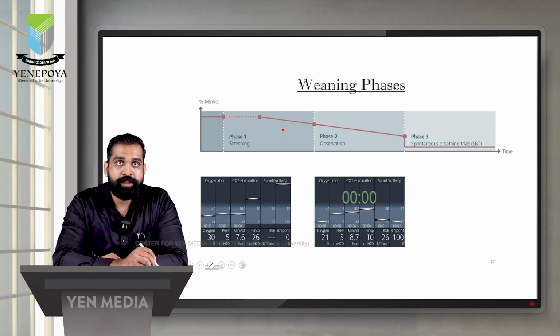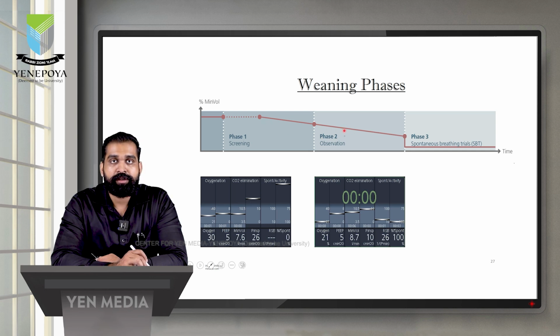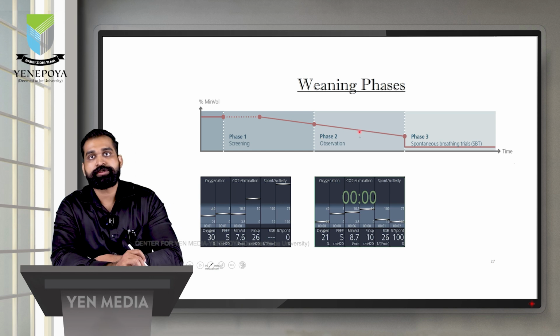Now, this is how the weaning graph looks. First is the screening phase, where you're slowly reducing the percent minute volume, PEEP, and the FiO2. You're doing that every hour. Once the percent minute volume is brought down to about 70%, you move on to the observational phase, where we are looking at the respiratory rate. That has to be less than 30 breaths per minute. The inspiratory pressure has to be less than 15 centimeters of water. The PEEP requirement has to be less than 8, and the oxygen requirement has to be less than 40%.